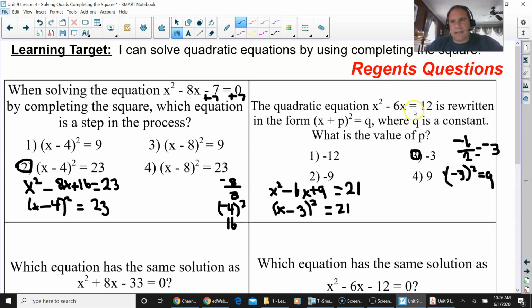Okay, so I took -6 divided by 2, which is b, which is -3, and that's what this is right here. I just went through. -3 squared is 9. I added 9 on both sides, just made sure that this was what I had here. If they asked you q, it would be 21. That's basically it. So you could stop right there, and number 3 is your answer.